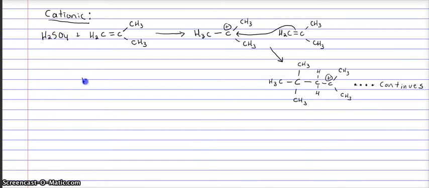So we can have sulfuric acid in water, which will form the hydronium. We can do the reaction with this hydronium. This will pull off a proton. We'll get water. We're going to add this proton. This is a Markovnikov type addition.